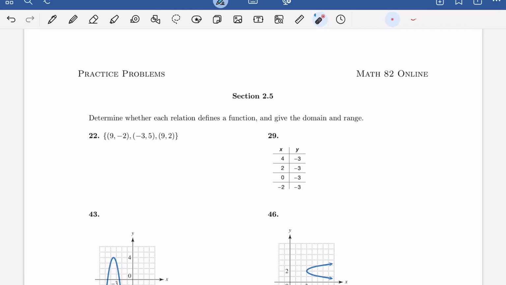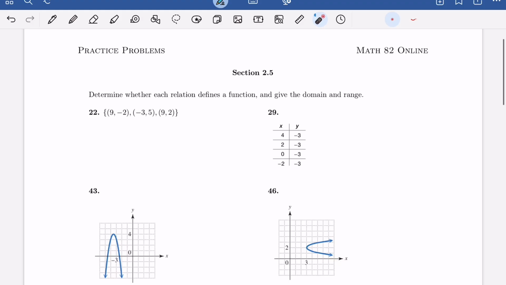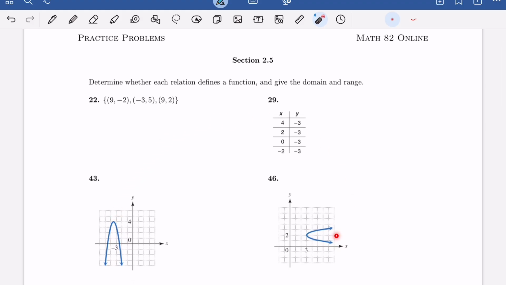In this video, we're going to go over some practice problems from our textbook on the material covered this week. So that's going to be sections 2.5 and 2.6. Now, starting with section 2.5 here, for these four problems, we want to determine whether each relation defines a function and give the domain and range.